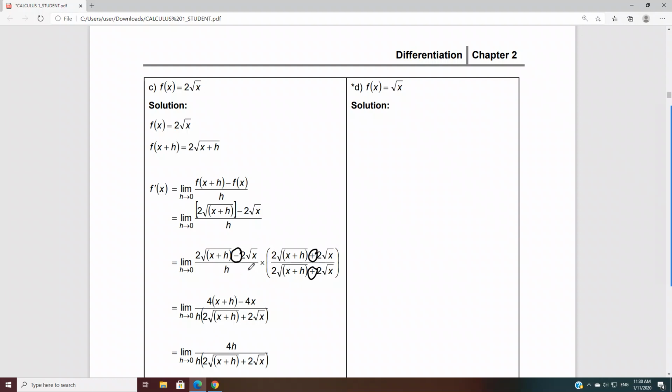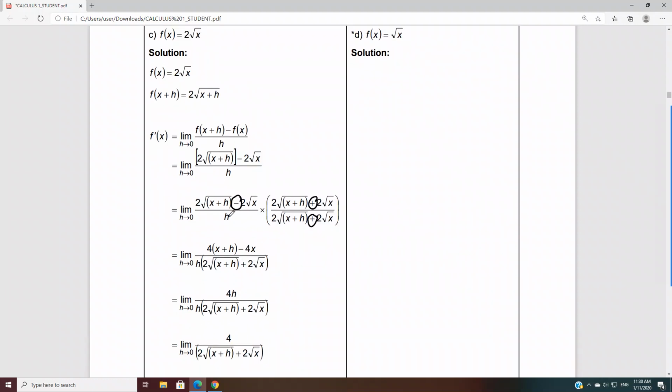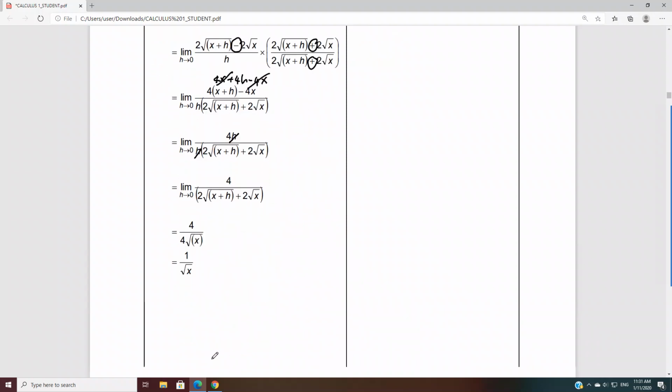Okay, bawah ni salin balik lah h darab dengan equation yang ni. Okay, so yang ni bila kita expand dia akan dapat 4x plus 4h minus 4x kan. So cancel ni sebab tu dapat 4h je kat atas ni. So bila kita dapat macam ni boleh cancel yang h ni. Dia tinggal macam ni. Okay, sekarang ni kita substitute h with 0. Sebab limit h equals to 0 kan. So ganti 0 kat sini.